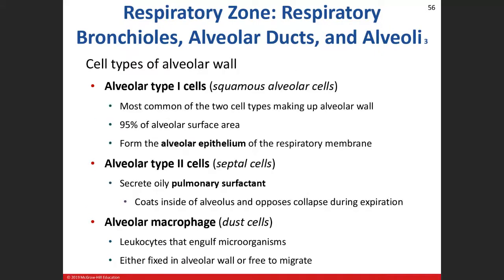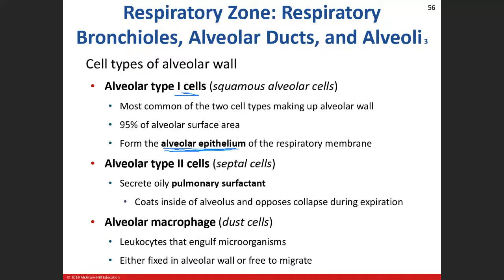So there's a couple different types of cells that we're going to see in the alveoli. The predominant cell type are the type 1 cells, and those are the squamous-shaped cells. This is the site for gas exchange. We refer to these cells also as the alveolar epithelium.